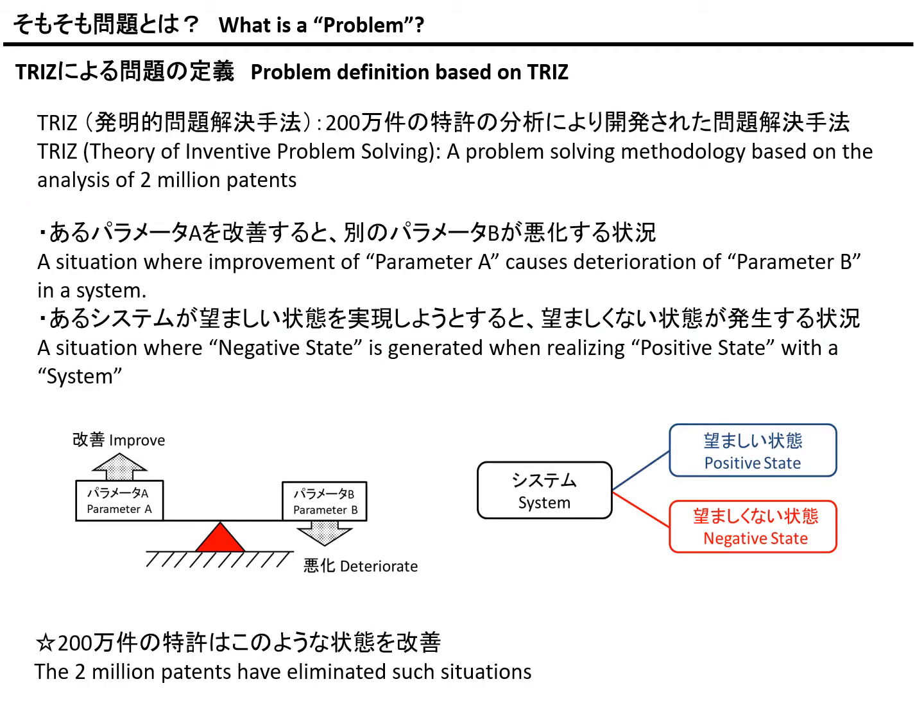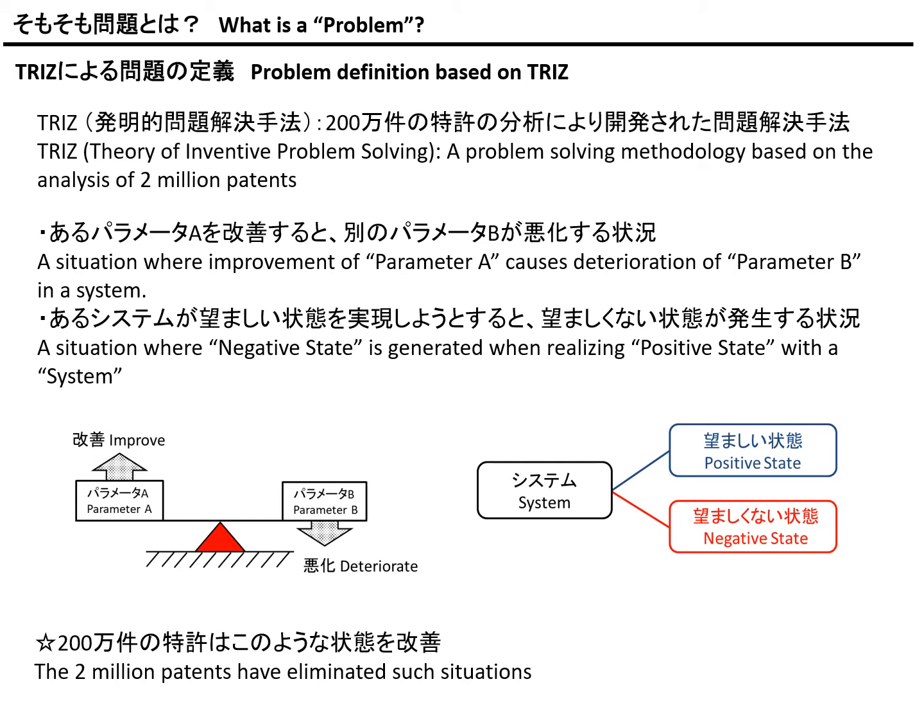Then let me briefly introduce what TRIZ is. TRIZ is an abbreviation, actually an abbreviation of the Russian language, which means theory of inventive problem solving. This is a problem-solving methodology based on the analysis of 2 million patents. I do believe that among 2 million patents there are 2 million ideas, but there are patterns of problem solving.